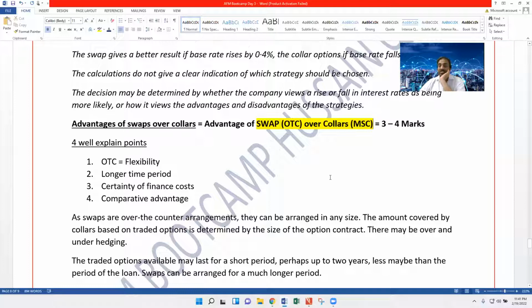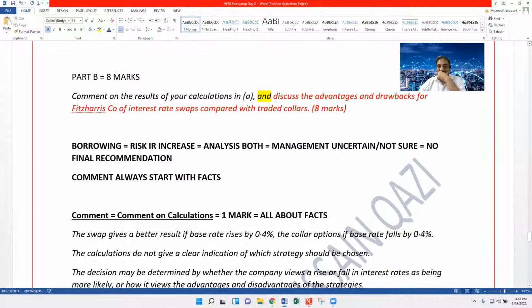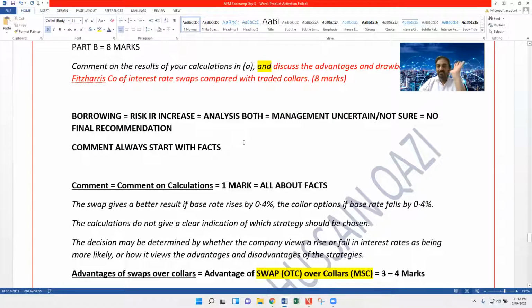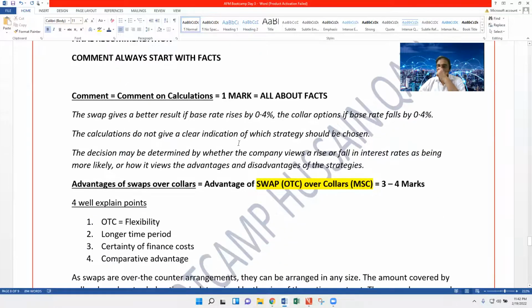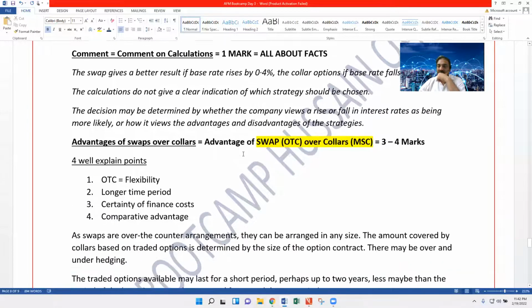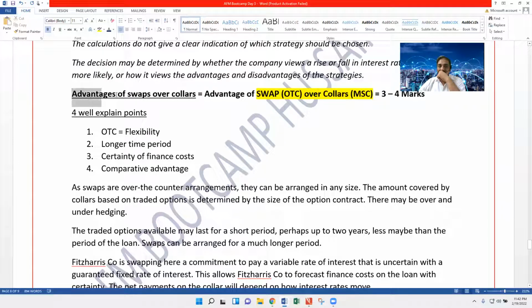3 to 4 marks. In total you have 8 marks. 1 or 2 marks are done with the comment. Remaining 6 to 7 marks. Out of 6 to 7 marks, number one, you have to work out the advantage. For advantage, 3 to 4 marks, you have to mention 2 to 3 well explained points.